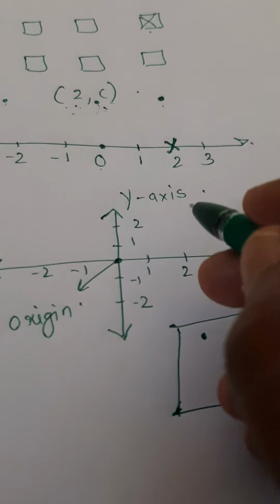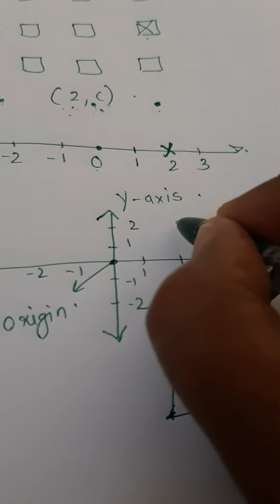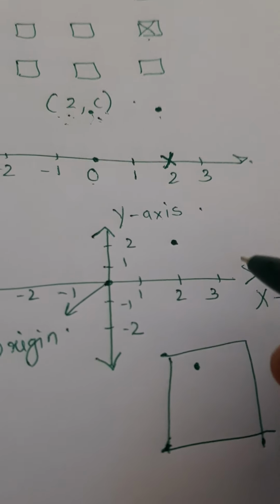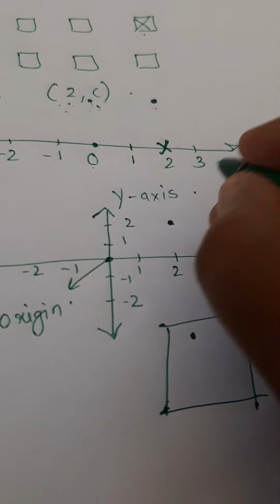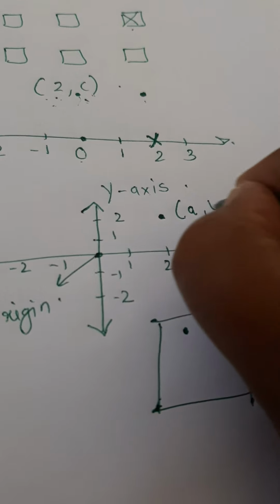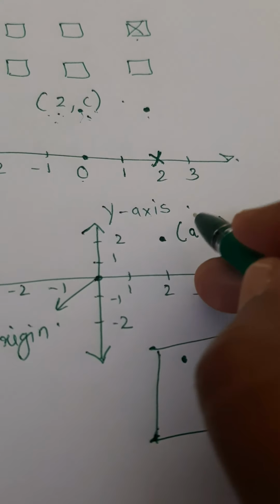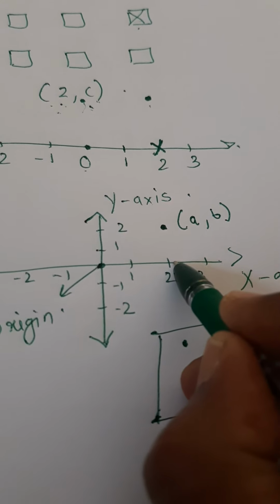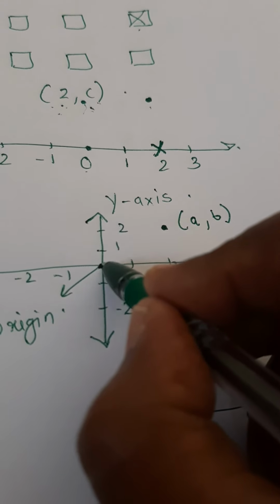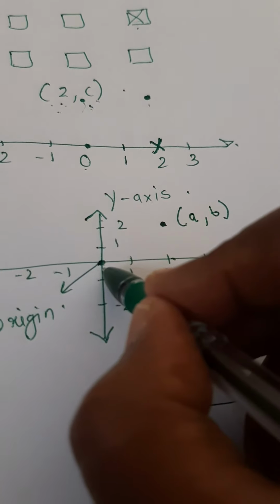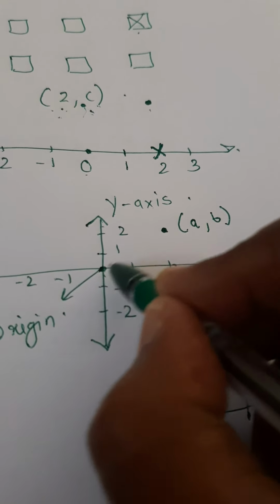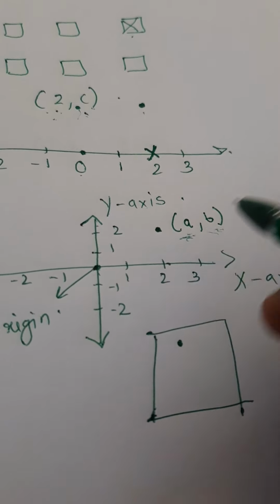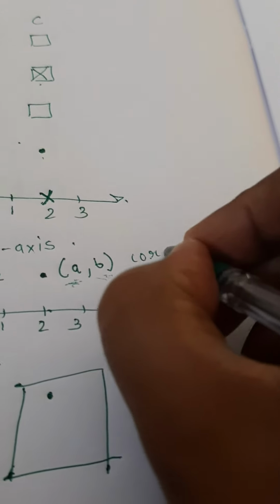Okay, now to locate a point, suppose the given point is here. You need two pieces of information: the distance from the origin along the x-axis as well as the distance along the y-axis from the origin. That is, you need two numbers, and this ordered pair of numbers is known as coordinates.